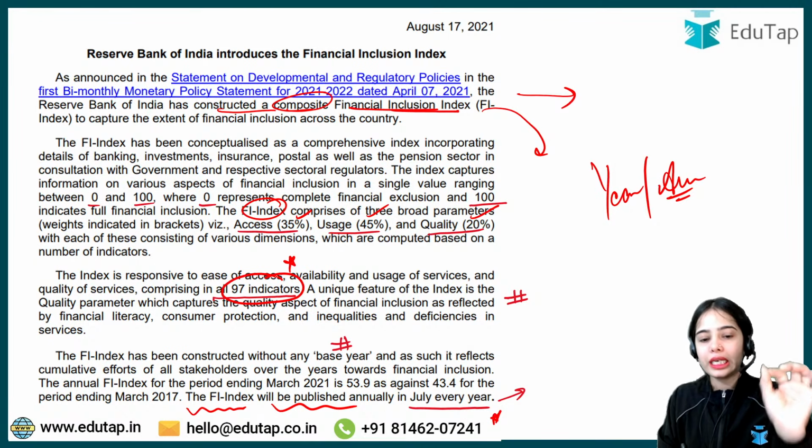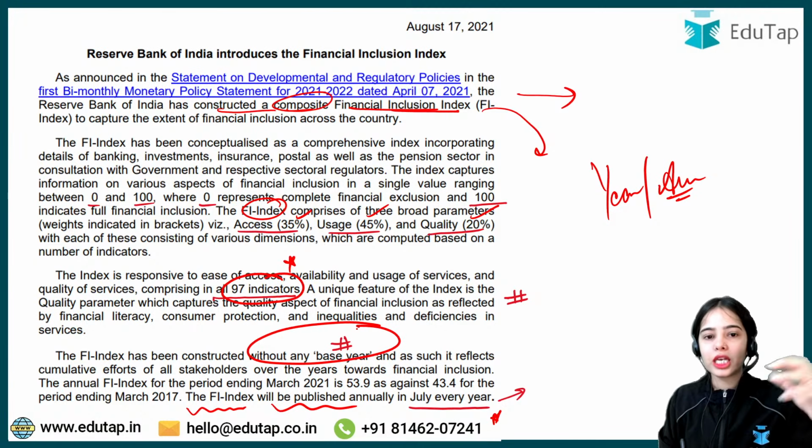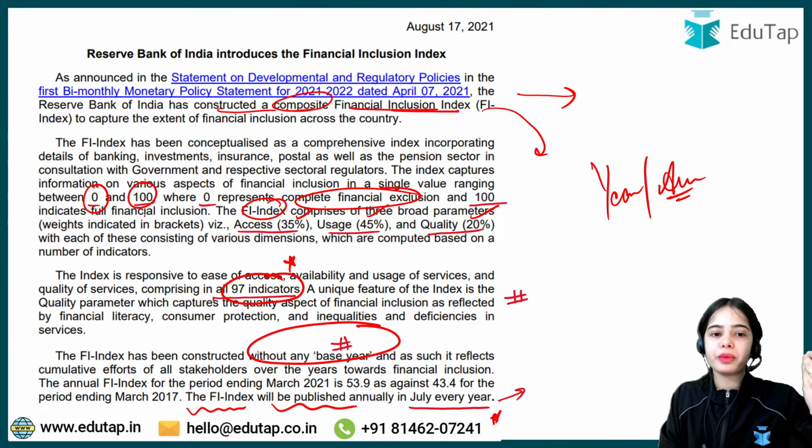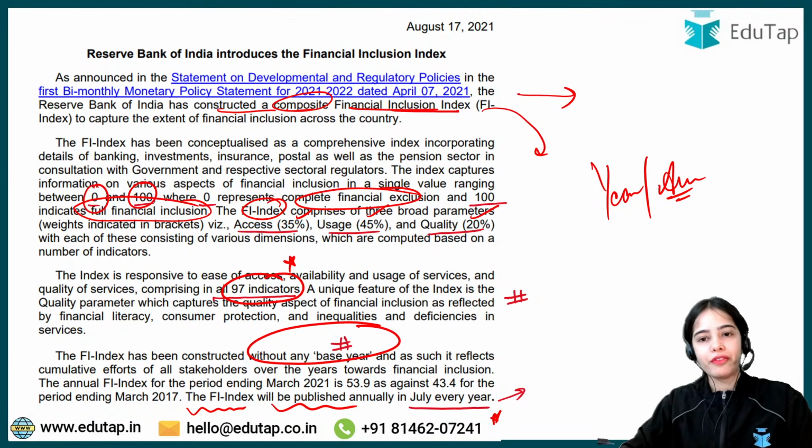There is no base year. The value is in between 0 and 100. 0 means complete financial exclusion, 100 means full financial inclusion. This is what we have discussed.